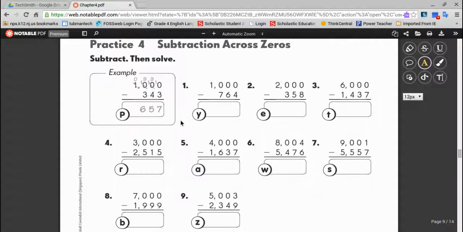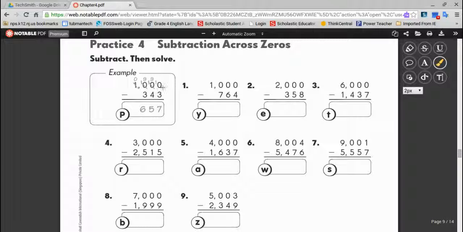Now, if you have a hard time doing this, I'm going to explain an example for you, and then we're going to do one problem together. So if you look at our example, they need to regroup. Just like we normally subtract, we subtract from the ones place first, then the tens place, then the hundreds place, then the thousands place.